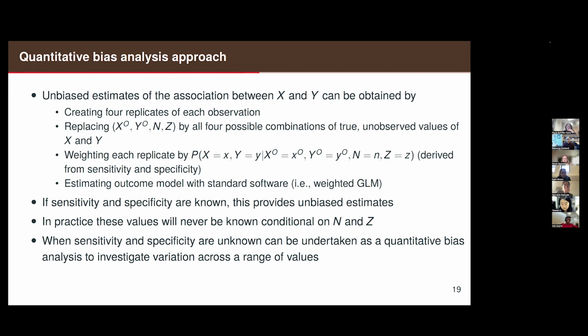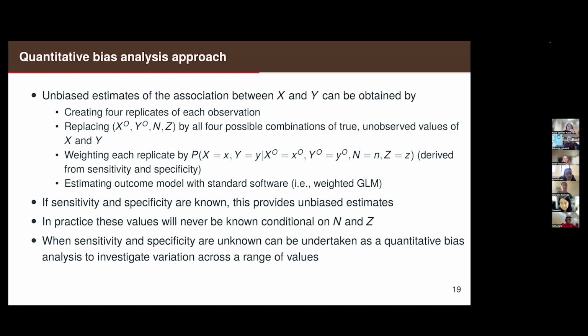So the quantitative bias analysis approach, which you can undertake to get a sense of how much your results are being influenced by these informative presence issues, is quite straightforward to implement. I'm a big fan of things that can be done with standard software that don't require some kind of new code. You don't have to come up with a new R package. You can just use things that are already out there in a pretty straightforward way.